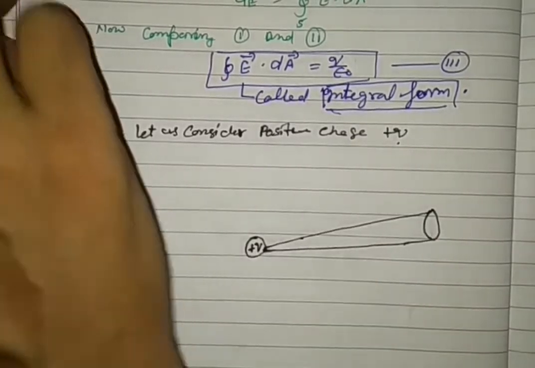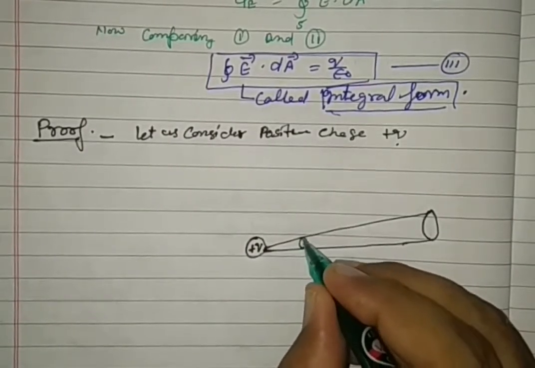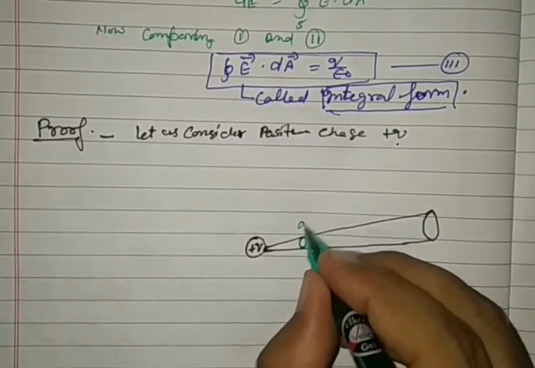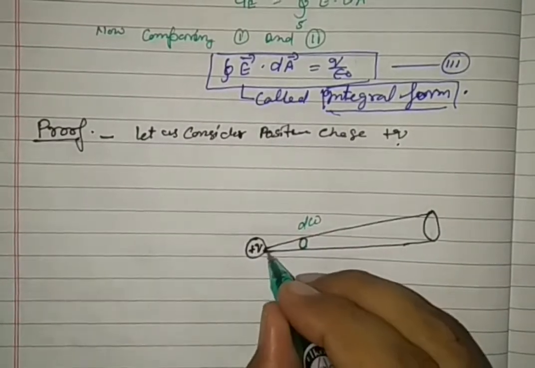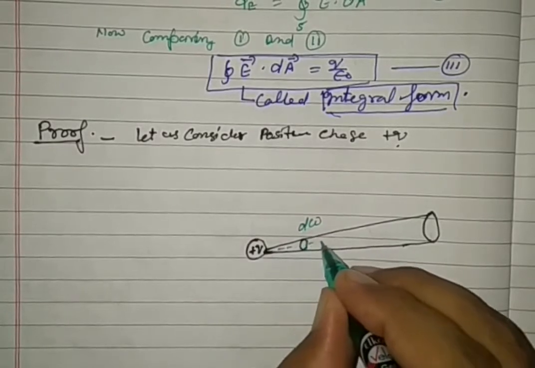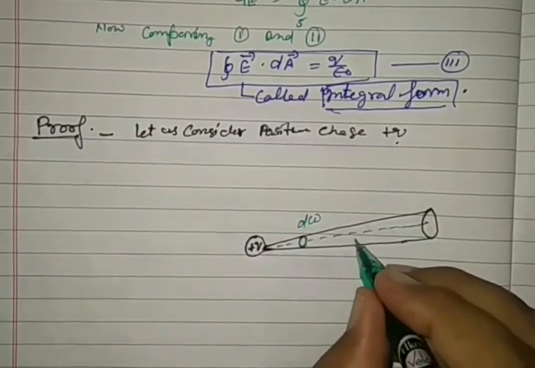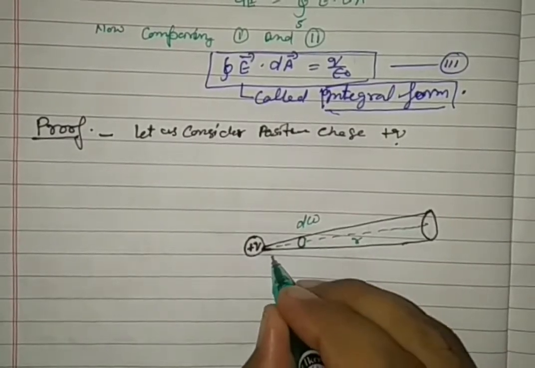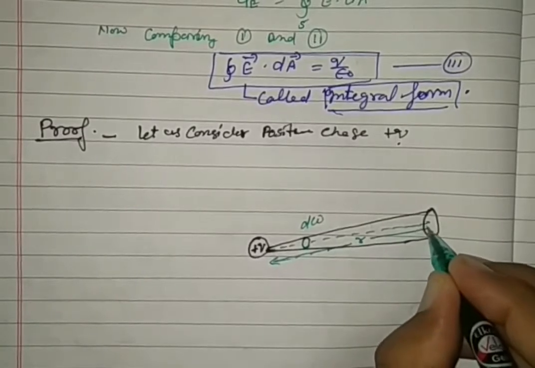Now see the intensity here. This complete angle is called a 3-dimensional angle. Here this is called d omega, solid angle. Let the distance from here to the center of this be represented by R.